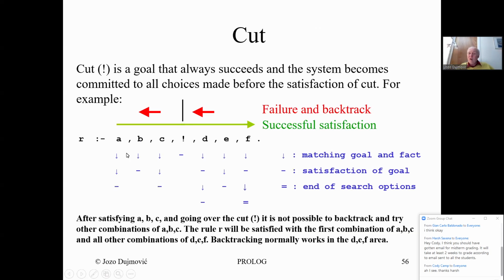So if you have a rule A, B, C, cut, D, E, F, you can backtrack within A, B, C. When you go over this cut into the area D, E, F, you can backtrack here, but you will never be allowed to go from D to C. You cannot go over this cut. And therefore, the first satisfaction of A, B, C will be the only one that is available. So you satisfy A, B, C and then go to D, E, F and satisfy that, but don't go back.